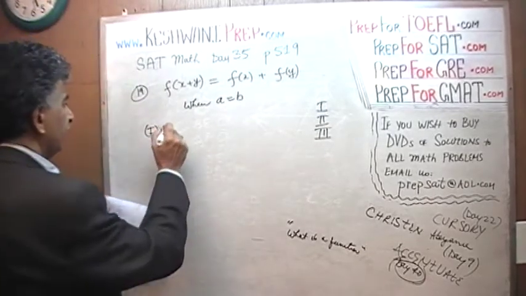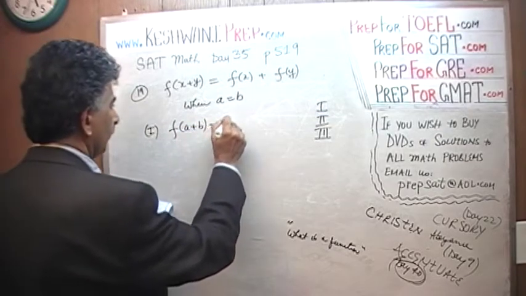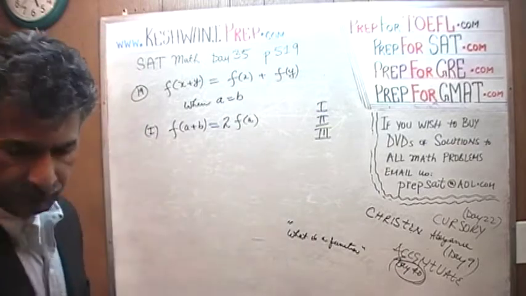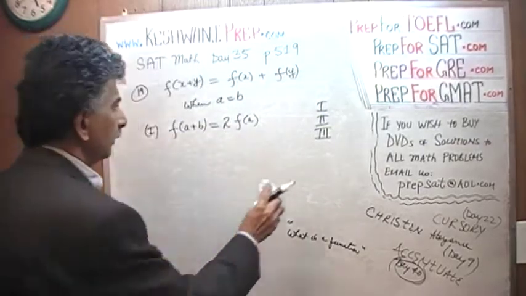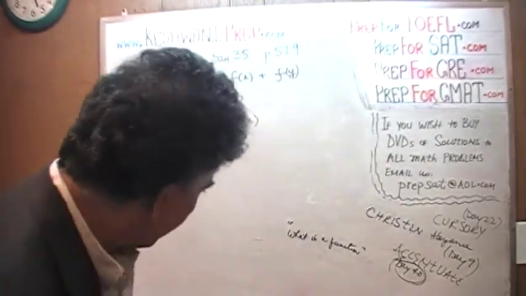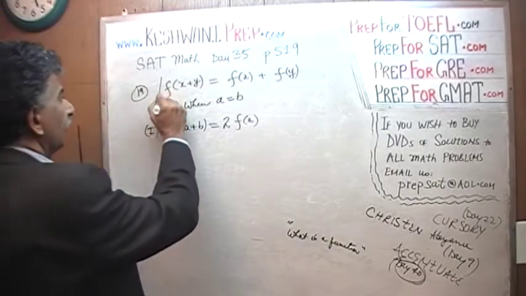First statement will tell us that f of a plus b equals 2 times f of a. Let's see if that's true or not. Well, we are told, where's my pointer? We are told that this holds true.